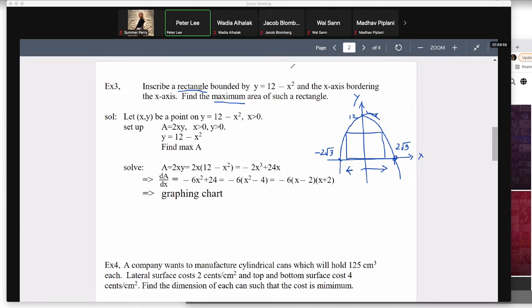So class, if I let the bottom of the rectangle be length x, would that be a good thing to do? You know what, let me redraw this and let me write this in red. If I let the base of the rectangle be x, will that be good or bad? If I call this guy x, the length of the rectangle, will that be okay or not okay?